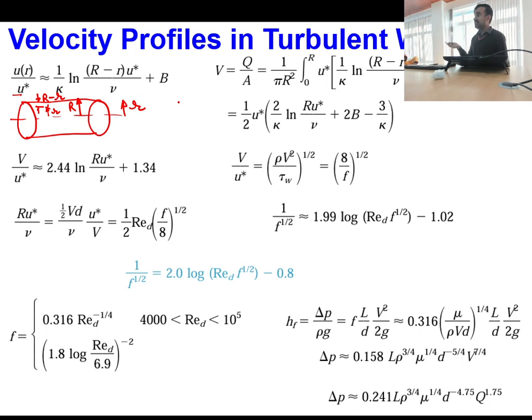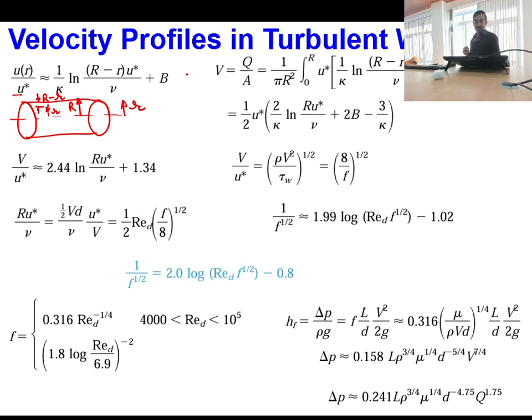In the case of laminar flow, what was the velocity profile equation? U equal to u max times 1 minus small r square by capital R square. The equivalent velocity form for turbulent flow is u by u star equal to 1 by kappa ln of (R minus r) u star by nu plus b. So we have a logarithmic velocity variation across the cross section of the pipe.